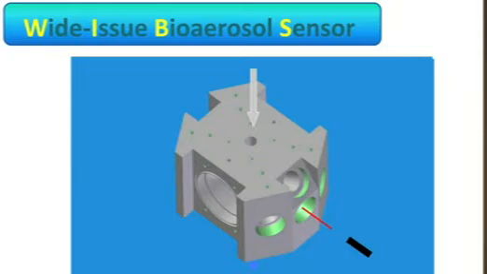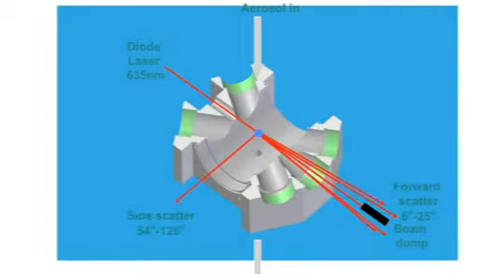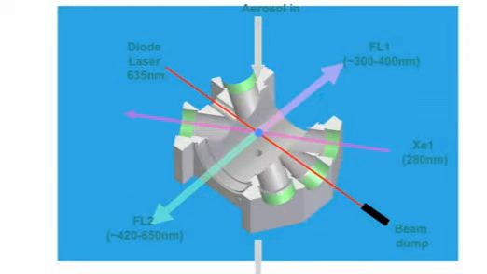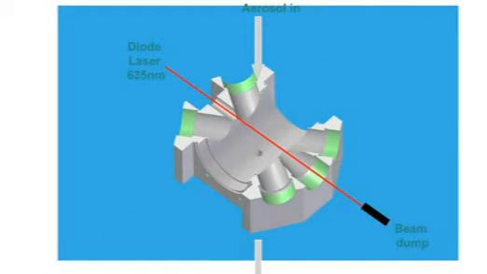Moving on to the schematic of the WIBS instrument, a single particle comes in, it hits the diode laser, it's sized and shaped, it moves on to the first xenon flash lamp to evaluate its fluorescence characteristics, onto the second xenon flash lamp at 370 nanometers to evaluate its fluorescent characteristics at this wavelength, and then the whole process occurs again for the next particle.